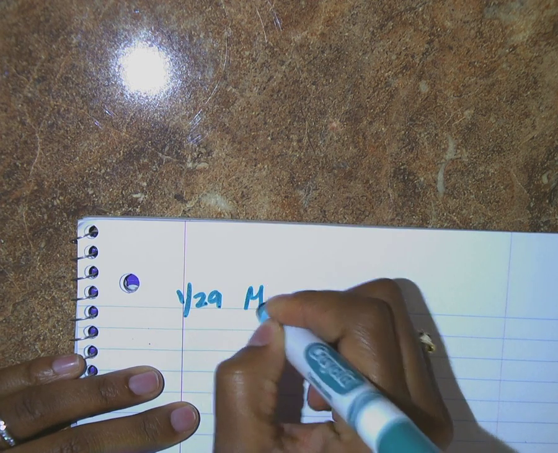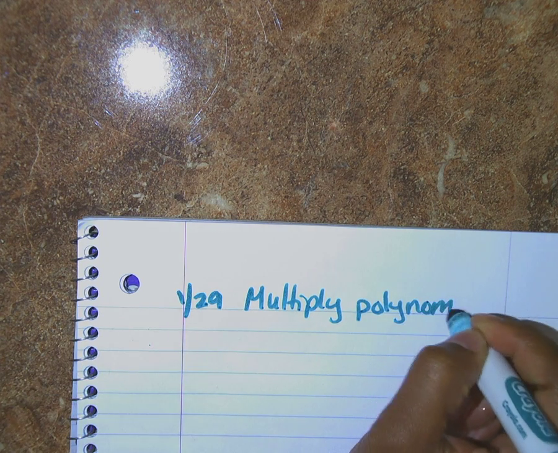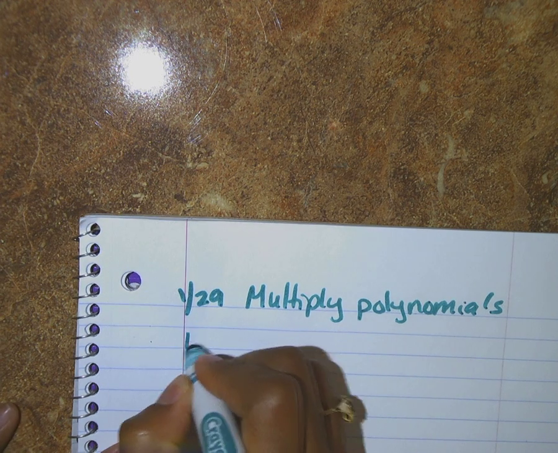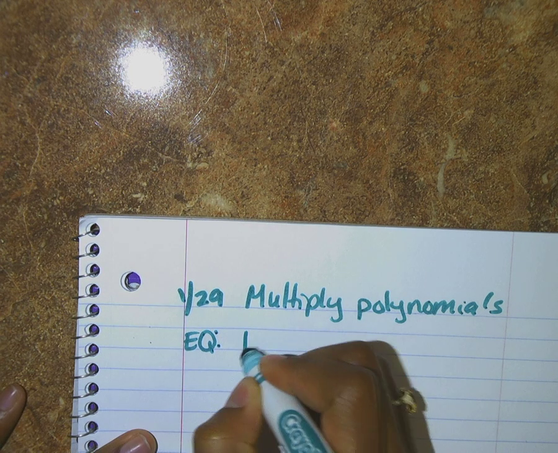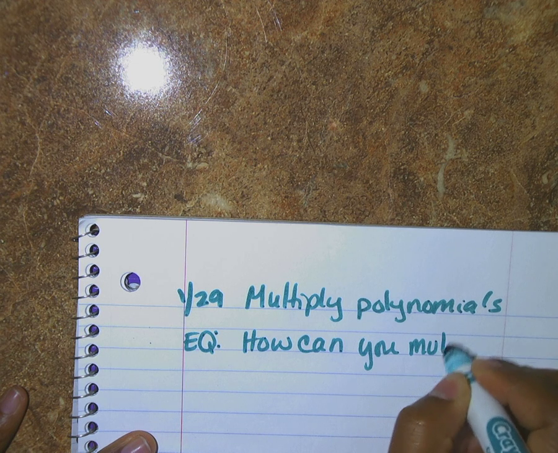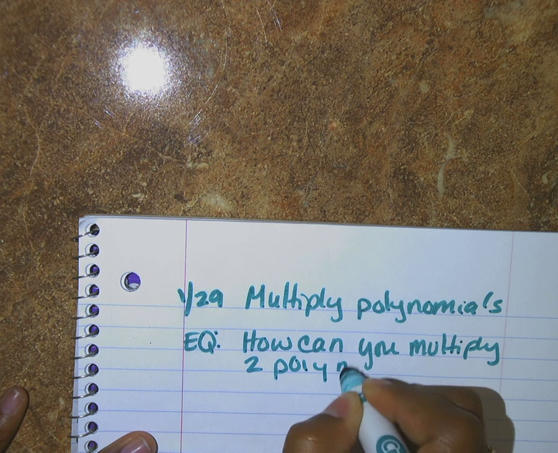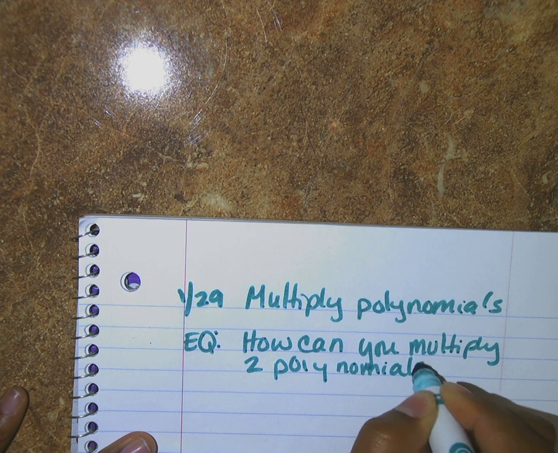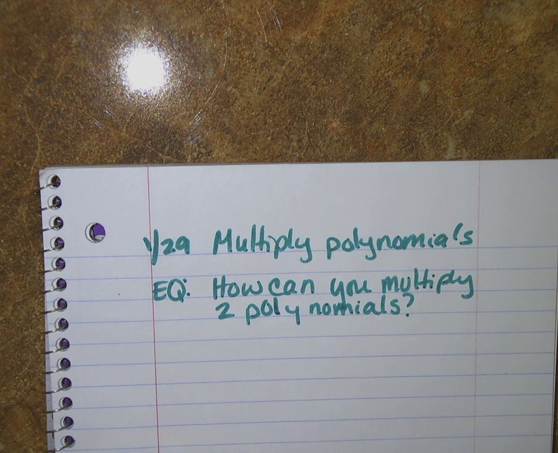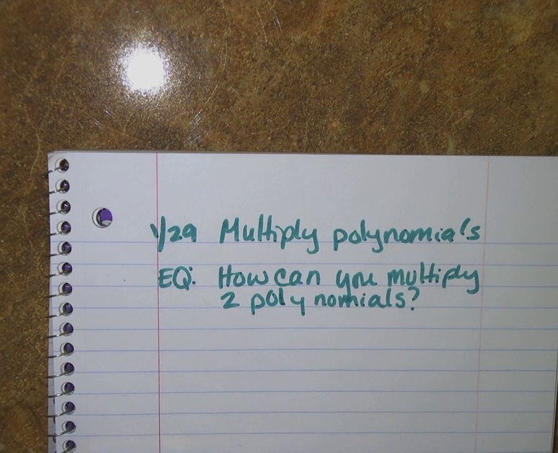All right, so today is the 29th. We are doing multiplying polynomials. Today's essential question is, how can you multiply two polynomials? How can we multiply them together? You've seen this before, sort of. You did it with regular numbers. Now we're bringing in the letters, your variables.